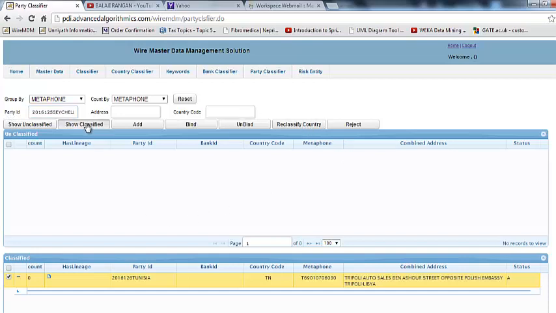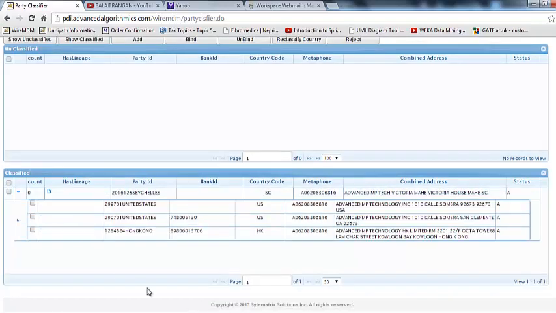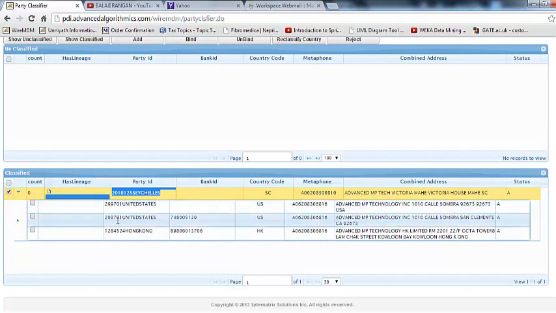So for this record, we can see that there are 4 instances of advanced MP technology, and this is the record that we are interested in, and it's given its own distinct ID based in Seychelles. The advanced MP technology in the United States has got its own ID, and the one in Hong Kong has got its own ID as well.